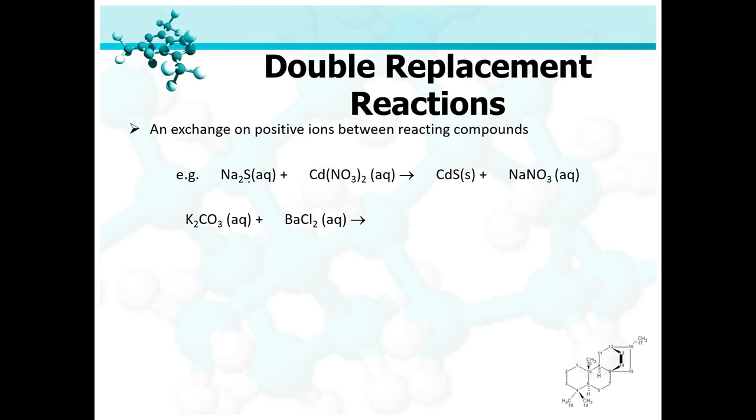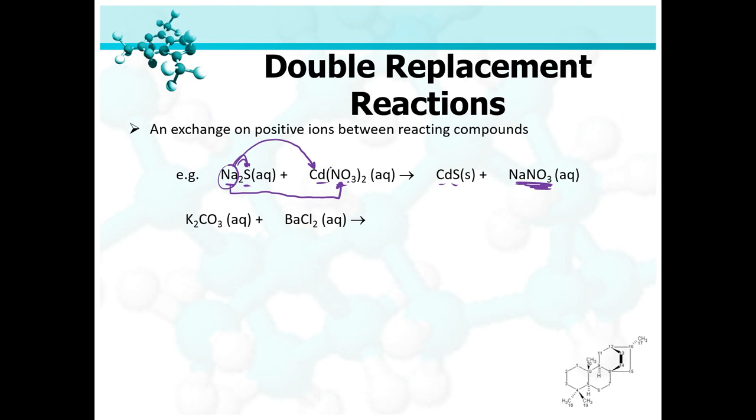Similar to double replacement, but now there's nothing single. Everything is starting in a compound. So I have a compound, a compound, a compound, a compound. No single elements here. What's going to happen? The sodium that's on the sulfur is going to replace cadmium on the nitrate. So I used to have sodium on sulfur and cadmium on nitrate, but now we're going to put the sodium with the nitrate.